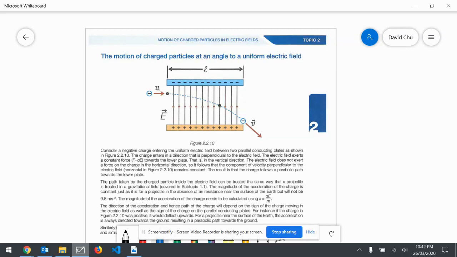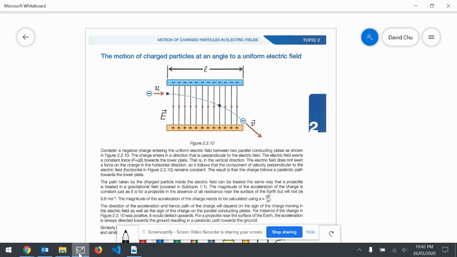All right, so second part of topic 2.2, motion of charged particles in an electrical field. It's got to do with what happens if you now introduce other velocity vectors into your parallel plate, into your uniform electrical field. And it's actually surprisingly simple because it follows a projectile motion as normal.